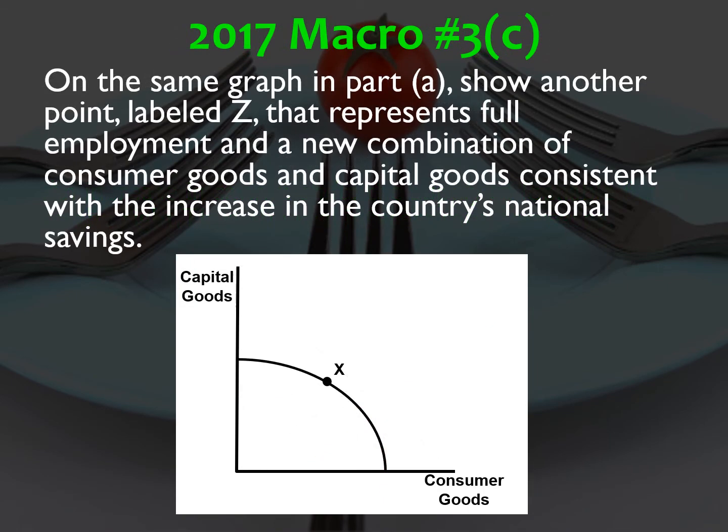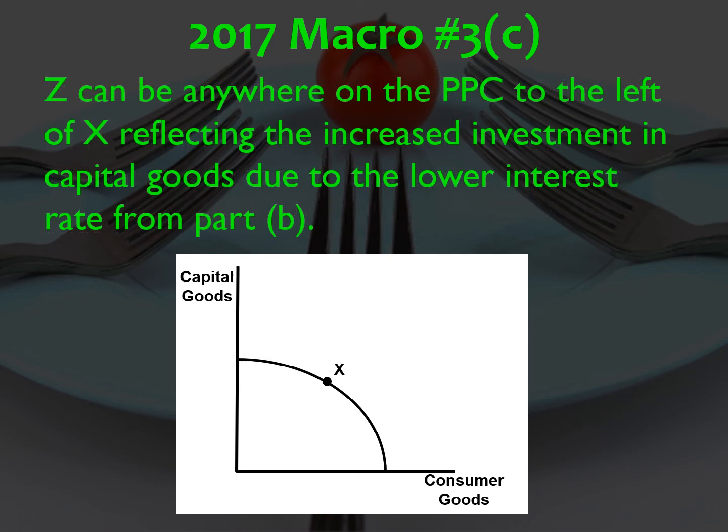Part C, on the same graph in Part A, show another point labeled Z that represents full employment and a new combination of consumer goods and capital goods consistent with the increase in the country's national savings. So Z can be anywhere on the PPC to the left of X. And the reason is increased investment due to lower interest rates. So lower interest rates, increased investment, that's going to lead to more capital goods. So point Z can be anywhere towards the capital goods end of the PPC.